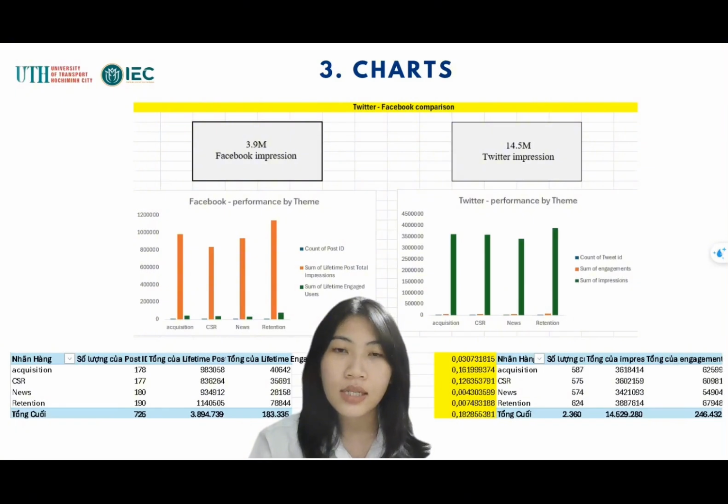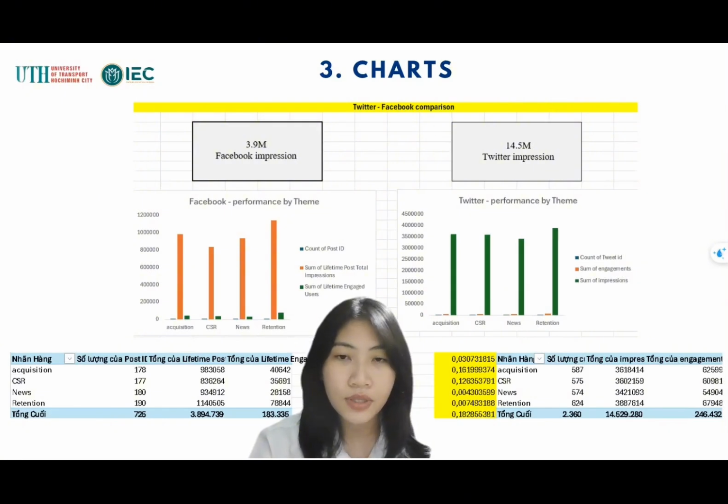And chart 2 is Twitter performance by team. The second chart presents the same four teams on Twitter. Retention again produced the highest results, reaching approximately 3.89 million impressions and nearly 68,000 engaged users. Acquisition and CSR performed at a similar level, while new recorded the lowest results. Since retention ranked first on both platforms, it appears to be the most consistent content team in the dataset.